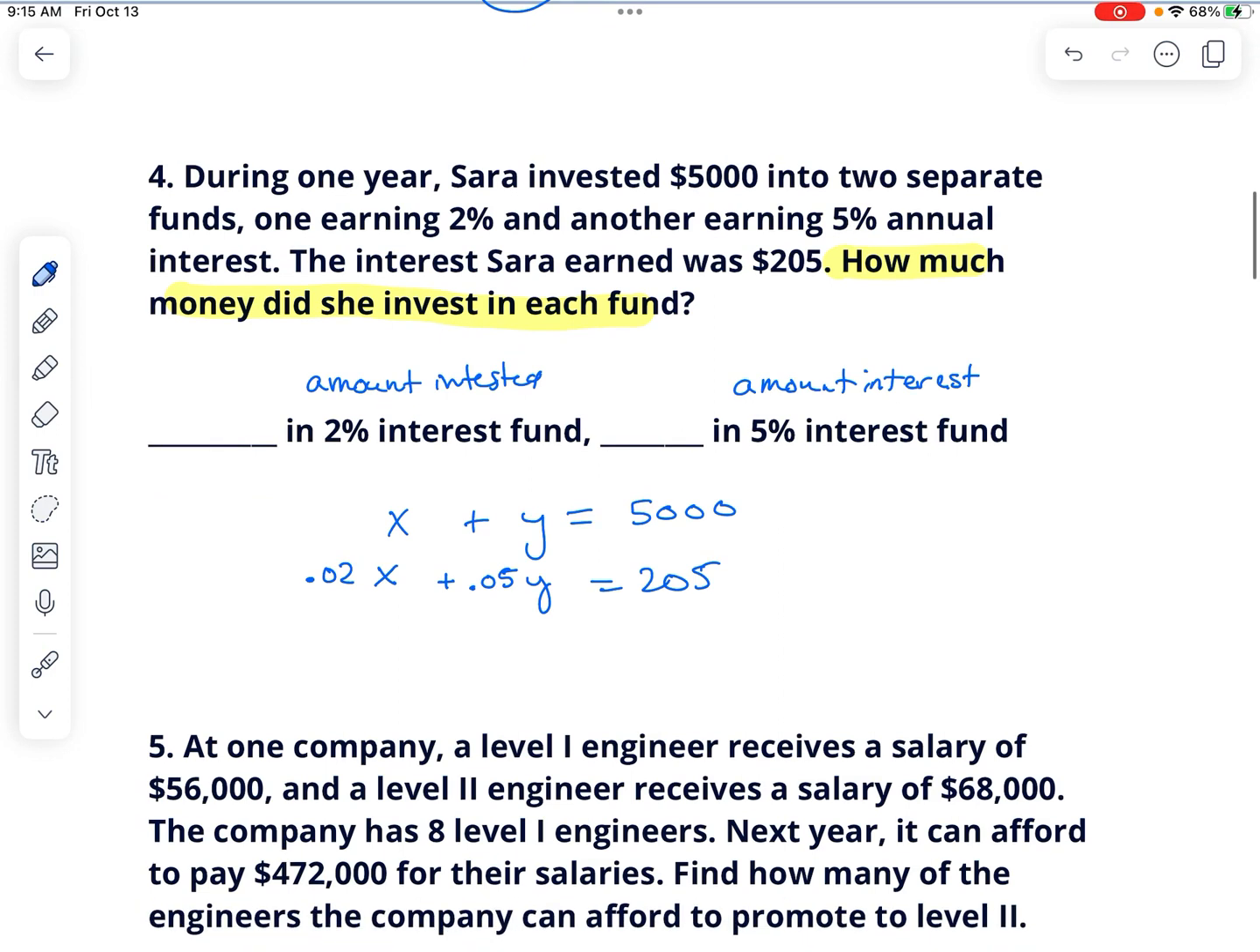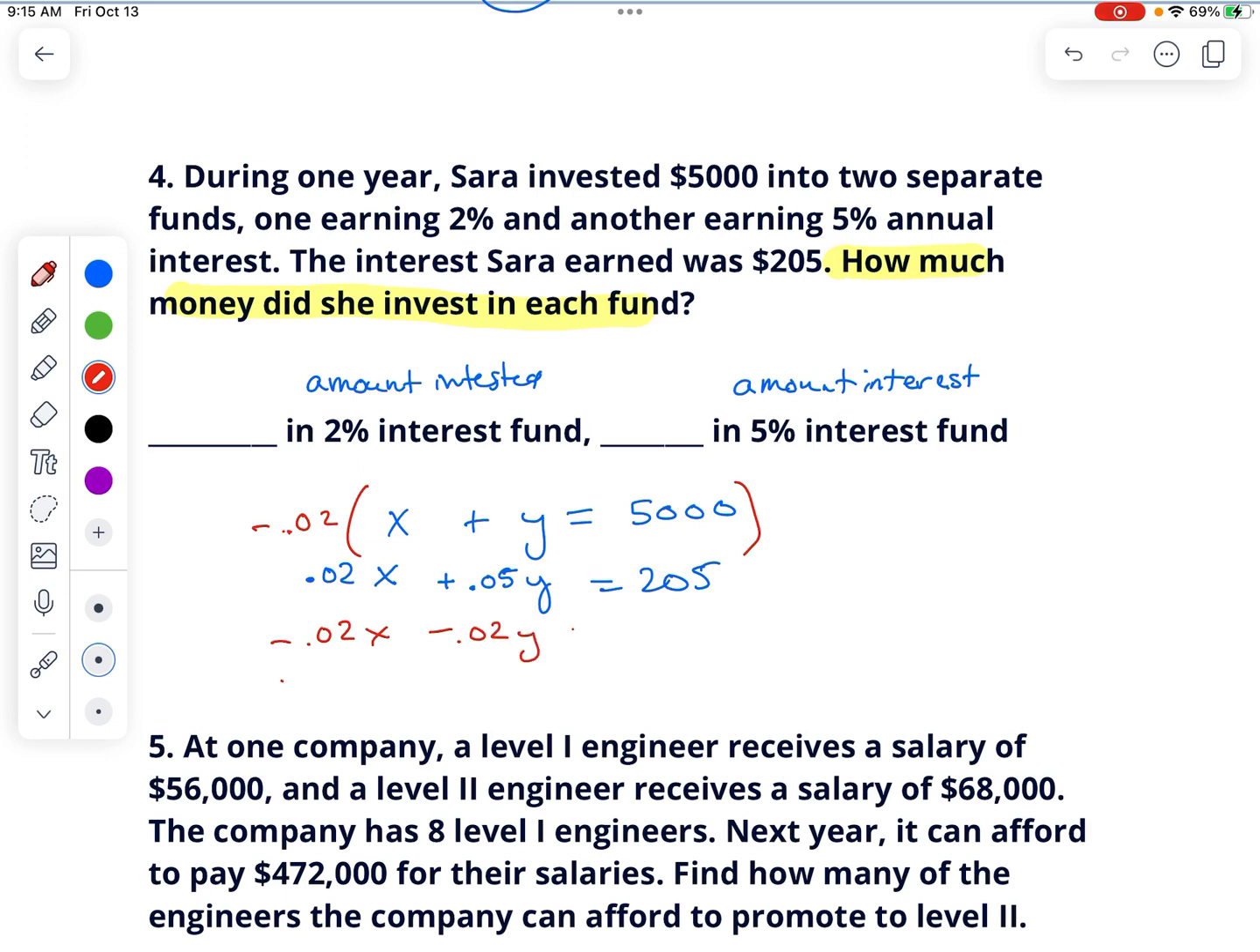So these are our two equations, and we're going to solve them. You can choose how to solve them. I like to use elimination, but you could use substitution as well. So I'm going to multiply this by negative 0.02. So I get negative 0.02x minus 0.02y equals, let's see, 5,000 times this gives me negative 100. I'm going to add those two equations. So the x's eliminate, and I get 0.03y equals 105.